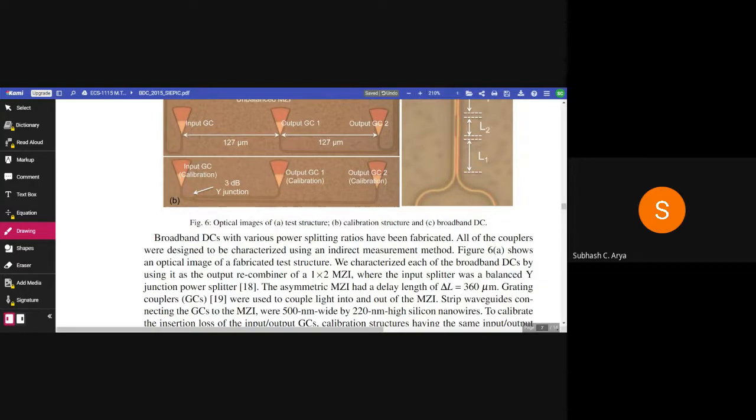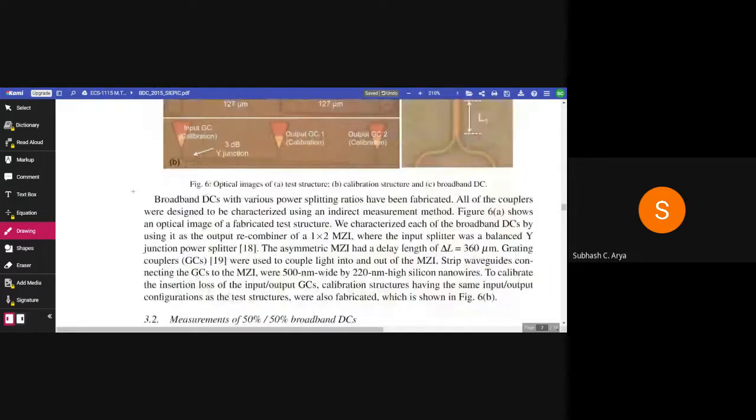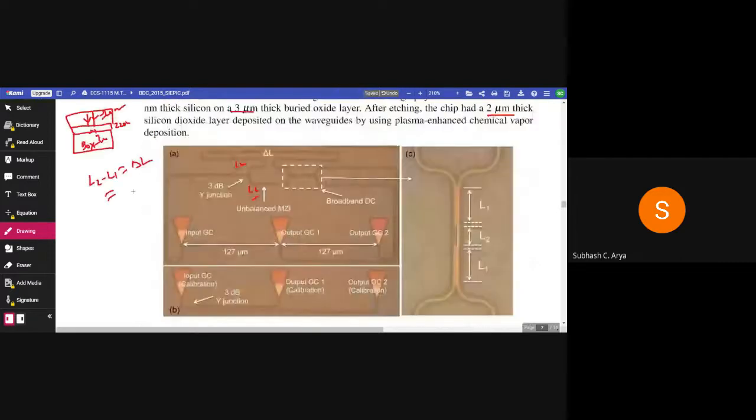Figure 6a shows an optical image of a fabricated test structure. We characterized each of the broadband directional couplers by using it as the output recombiner of a 1 cross 2 MZI. So the 1 cross 2 MZI is here, that is an unbalanced MZI, and this is L1 and this is L2. So L2 minus L1 gives you delta L, and I think this is 300 micrometer.